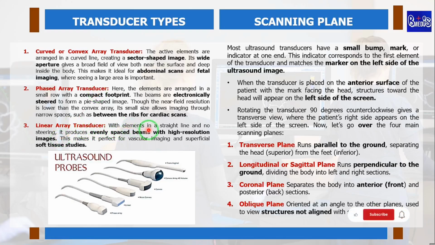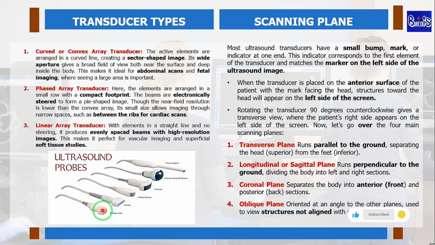With elements in a straight line and no steering, it produces evenly spaced beams with high resolution images. This makes it perfect for vascular imaging and superficial soft tissue studies. So these are examples of different kinds of probes you can make use of.